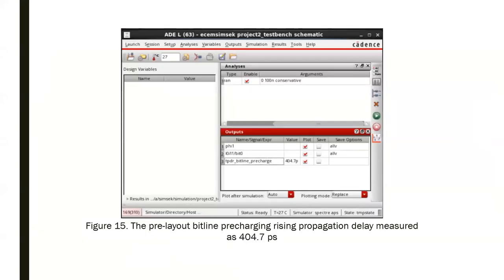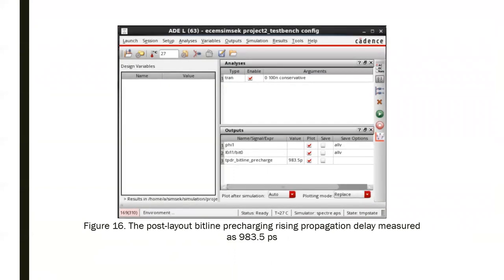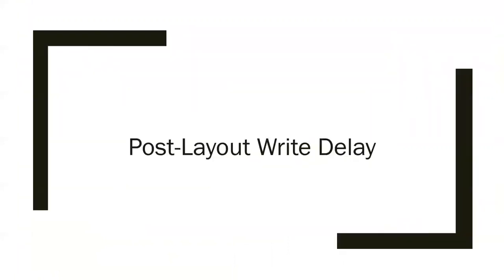And for the pre-layout case, we calculate this bit line precharging rising propagation delay as 404.7 picoseconds. So it is very small. And for the case of post-layout bit line precharging rising propagation delay, we are measuring it as 983.5 picoseconds. And this concludes our work for the bit line precharging measurements. And now we can look at the post-layout write delay.